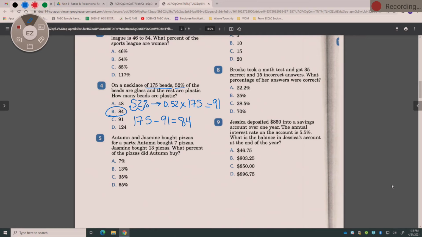Let's look at number 9. Jessica deposited $850 into a savings account over 1 year. The annual interest rate in the account is 5.5%. What is the balance in Jessica's account at the end of the year? So our balance is going to be what Jessica deposited over the year plus her interest.